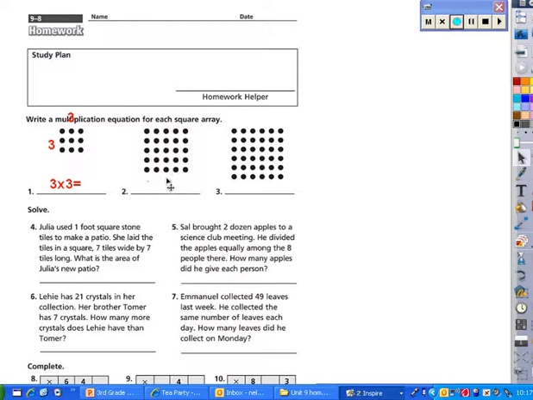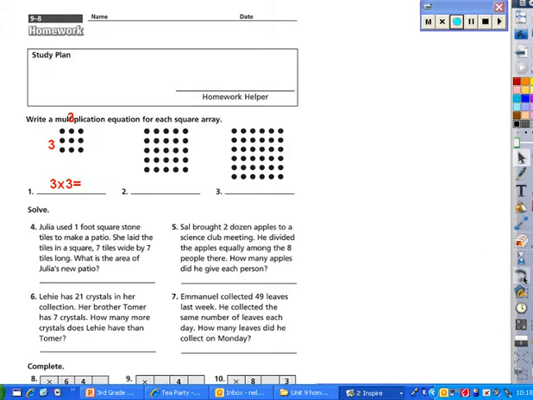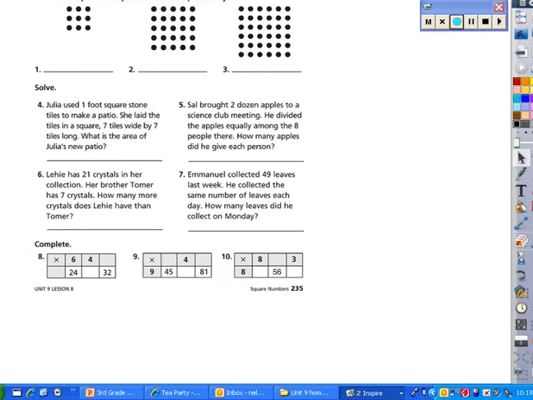Okay, so for number 4, let's clear this page first. Oops, that's not what I wanted to do. We'll just do it this way. Delete, delete, and delete. All right, we'll move this baby up.